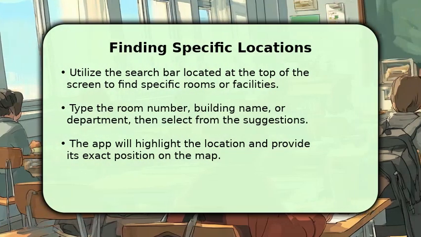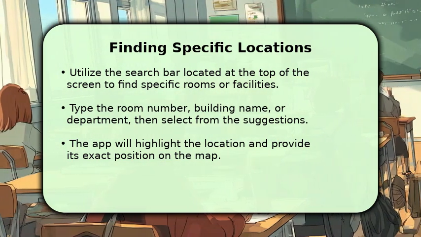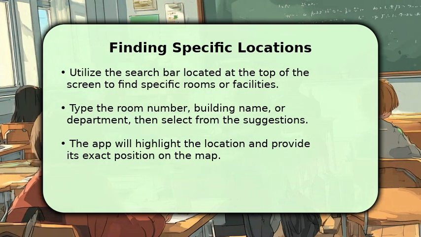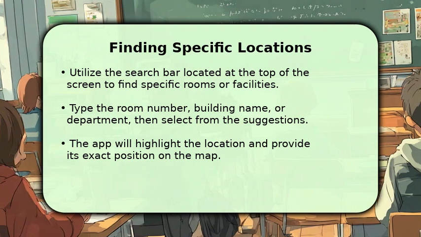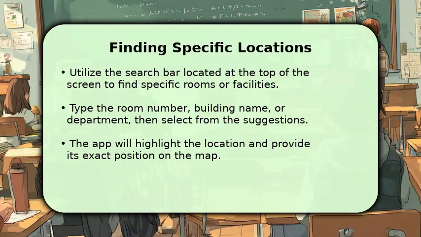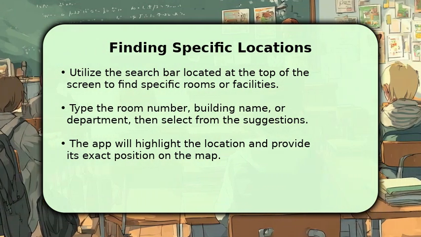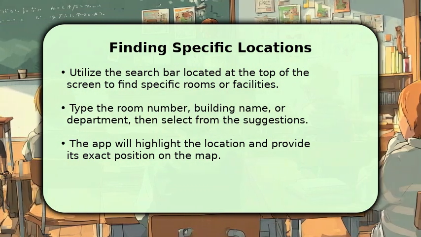To find a specific classroom, office, or amenity, simply use the search bar prominently displayed at the top of your screen. Begin typing the room number, building name, or even a department like the library or main office. A list of relevant suggestions will appear as you type. Tap on the correct location from the suggestions, and the app will instantly highlight its position on the map, often with a small pin or marker.